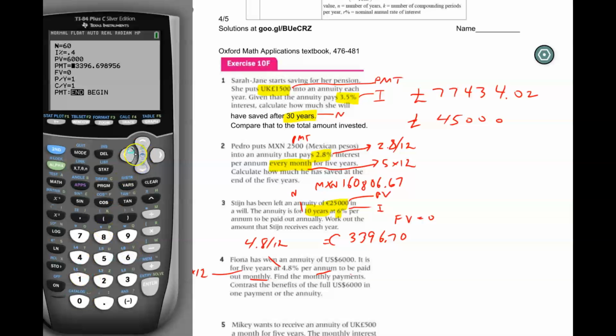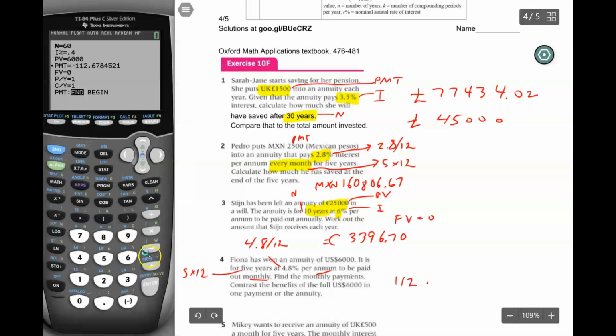And then the payment amount is, we don't know yet. And the future value is 0 because we want to pay everything out every month, okay? And remember P over Y and C over Y is 1 as usual. So we just do alpha solve on top of the payment amount to see what payment can be made every month to make that last exactly 5 years. And the answer is $112.68.